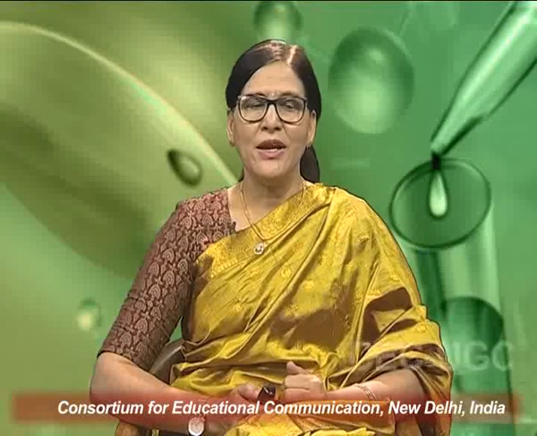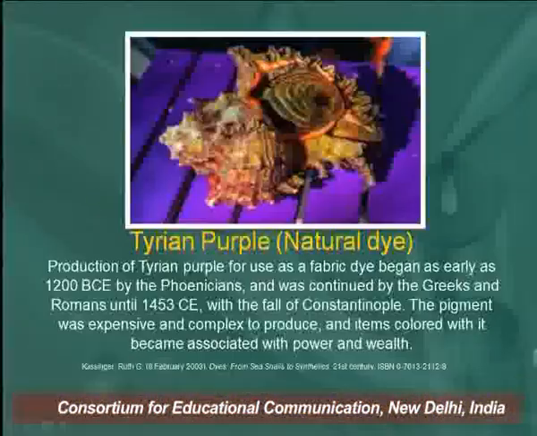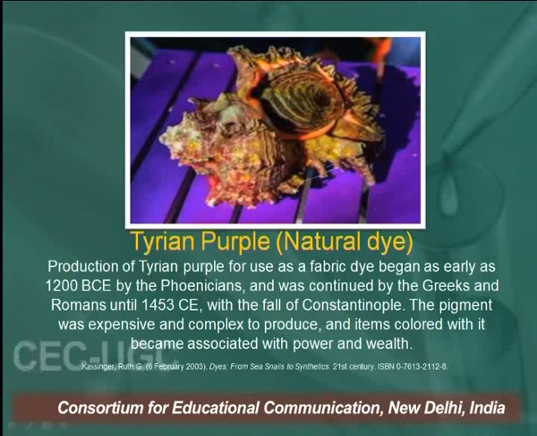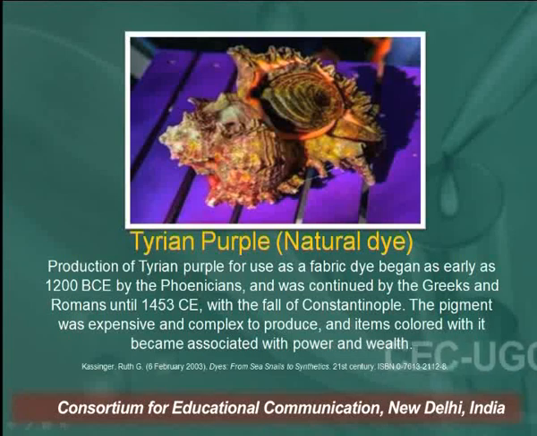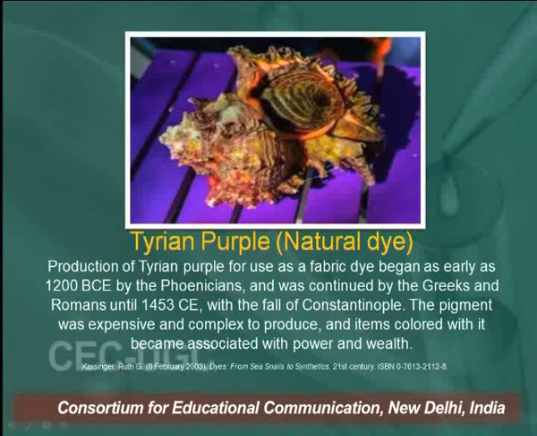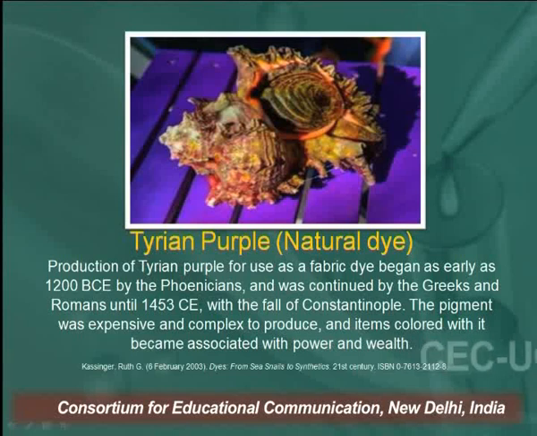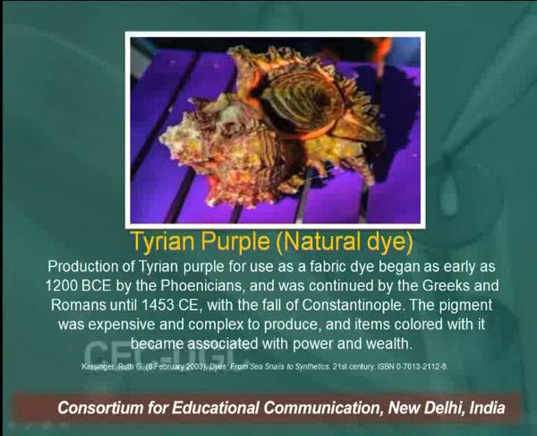On your screen you are looking at snails. This is a natural invertebrate found in the sea. The color or dye obtained from this snail is Tyrian purple. Learners, it was a symbol: the Roman emperor used that purple dye. It was a symbol of status at that time, and a very highly priced luxury dye.